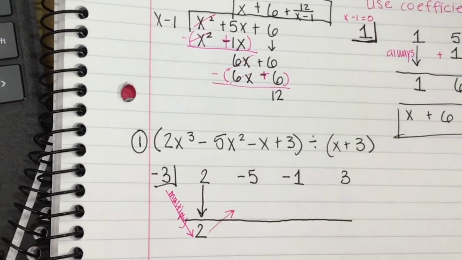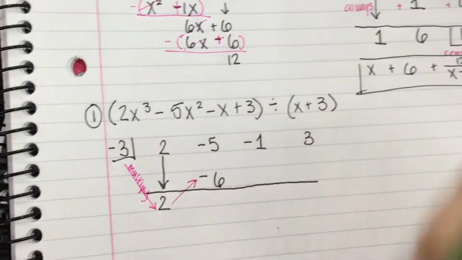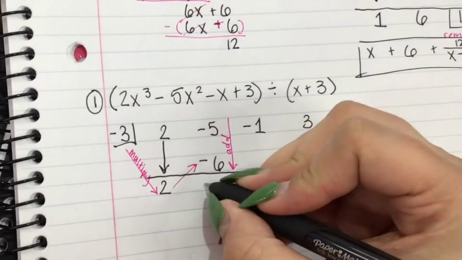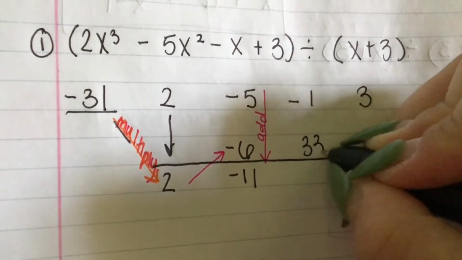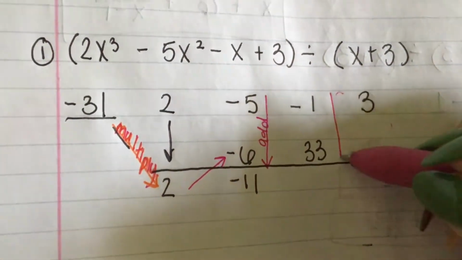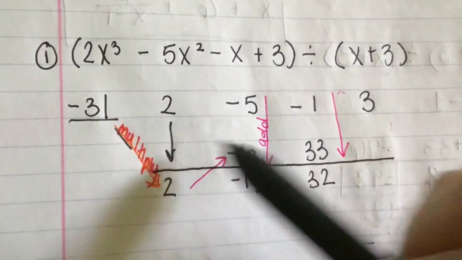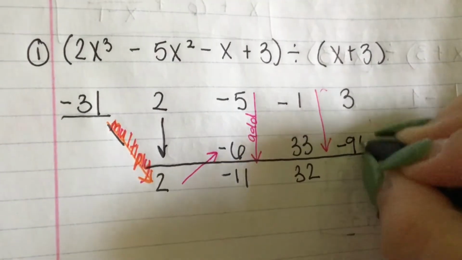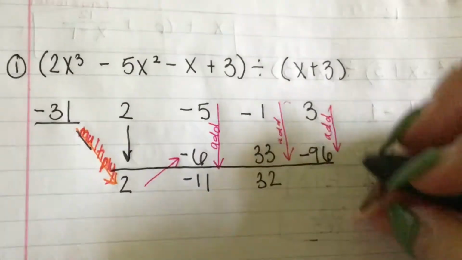So negative 3 times 2 is negative 6. That's going to go right underneath that negative 5. We want to add down. So negative 5 plus negative 6 is going to give me negative 11. Then we just follow that same pattern, and we get negative 3 times negative 11 is positive 33. We're going to add down and get positive 32. And then one last time, we'll multiply negative 3 times 32 to get negative 96. And we'll add down one more time to give us negative 93.